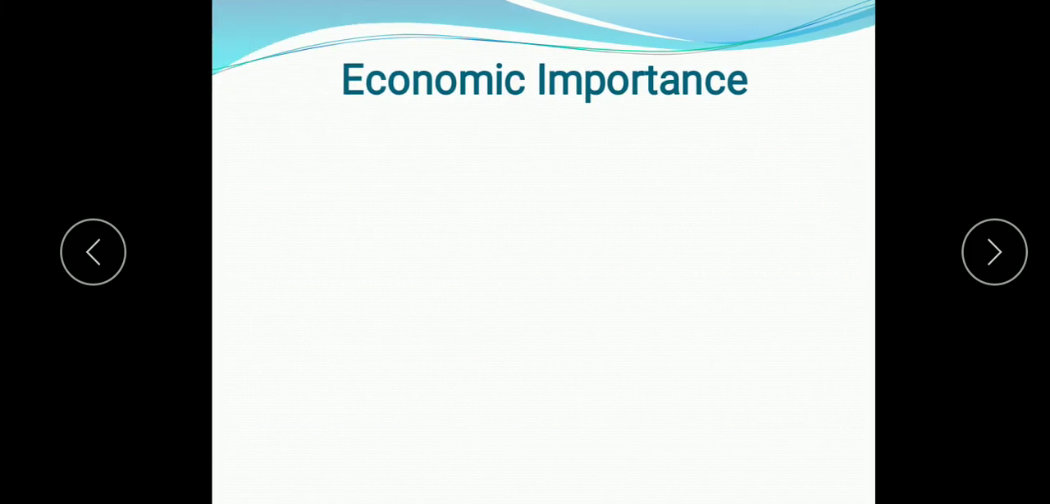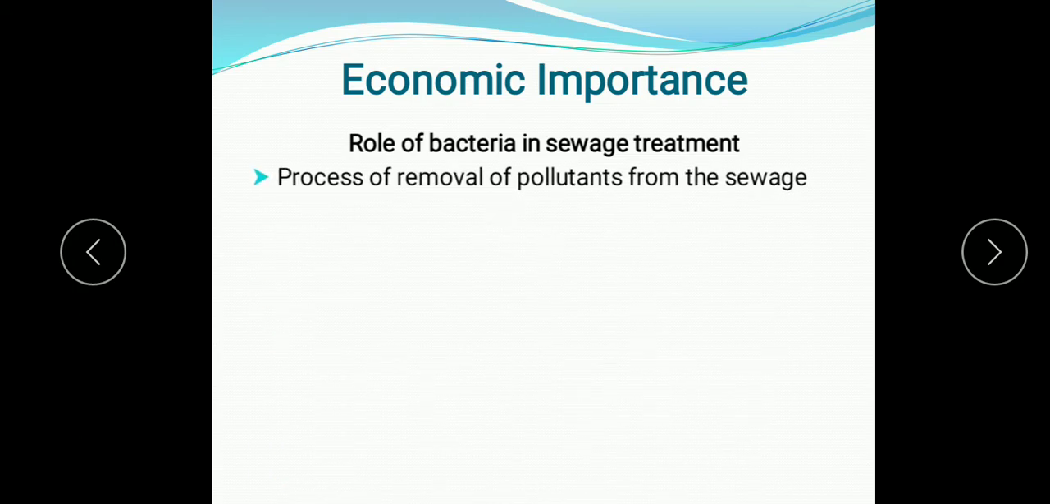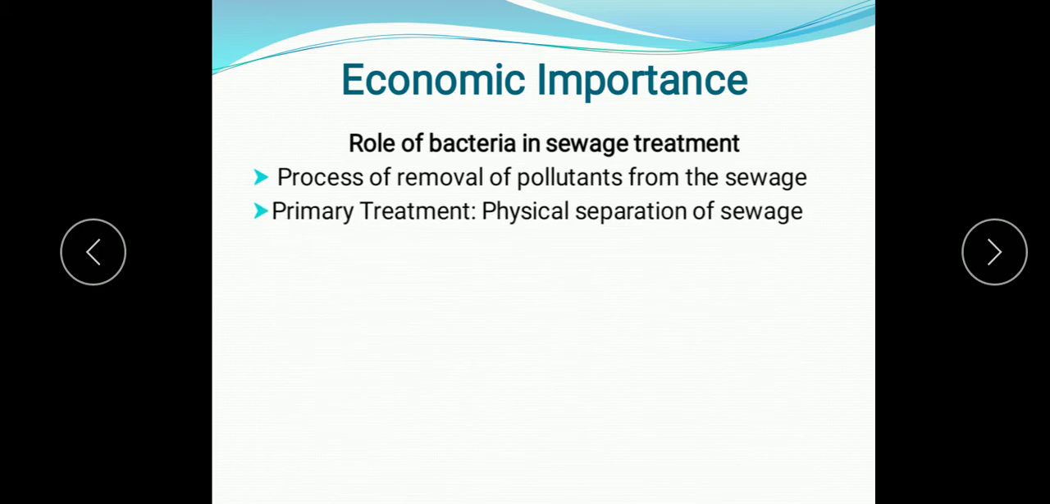Now we will study the economic importance of the bacteria. So, the role of bacteria in sewage treatment. What is sewage treatment? Sewage treatment is the process of removal of pollutants from the sewage. And the general processes of sewage treatment are primary, secondary and tertiary treatment. You have studied this in 9th class already. These three processes: primary, secondary and tertiary treatment.